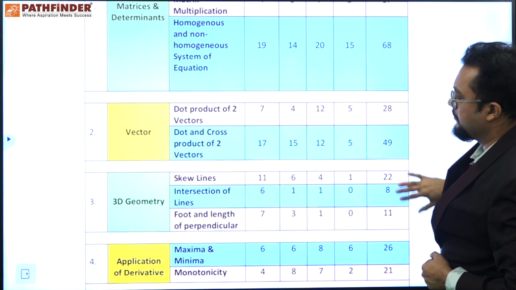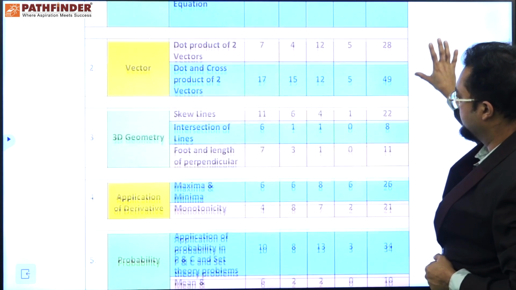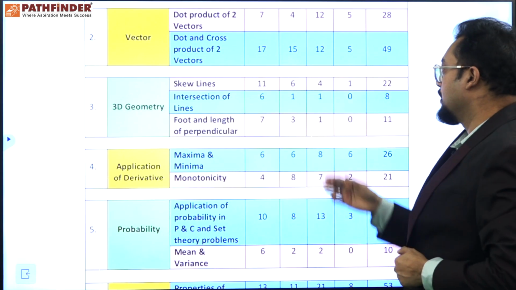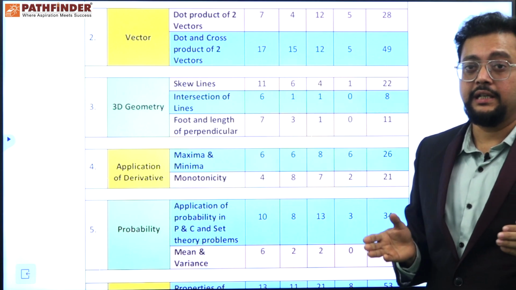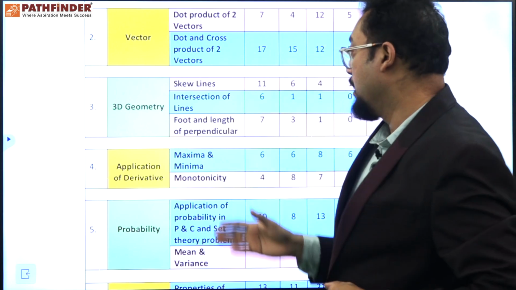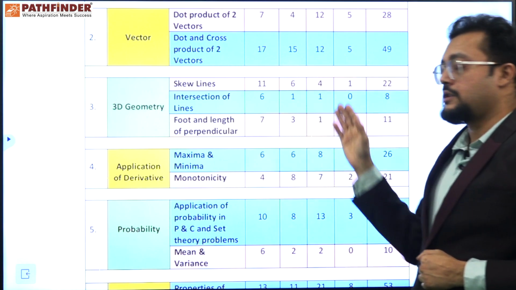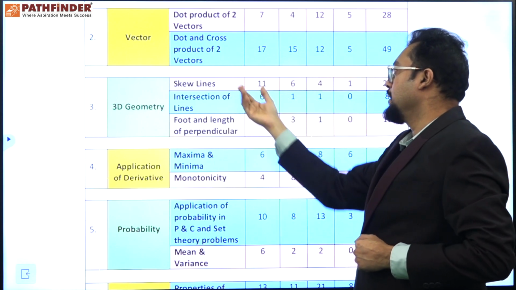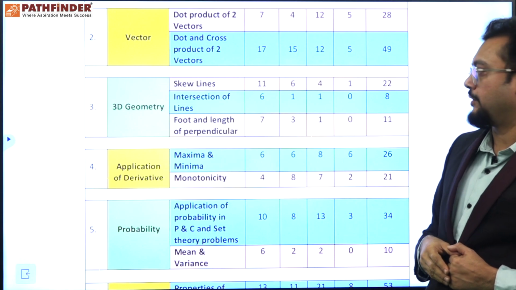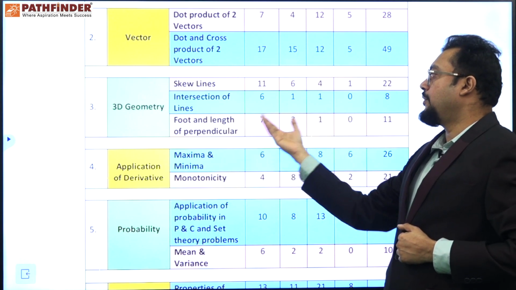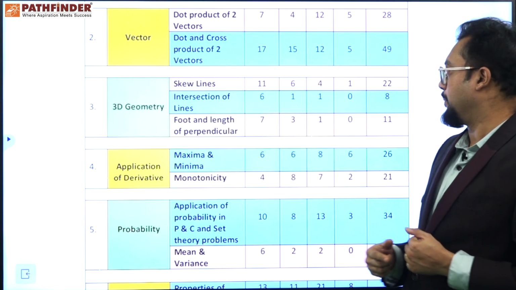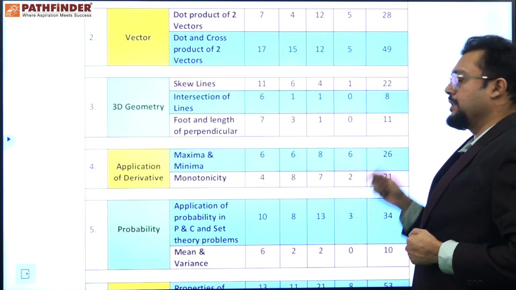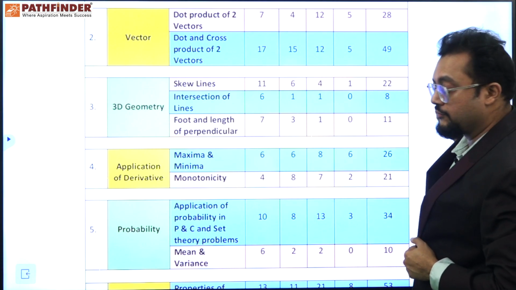Next comes 3D geometry. As you already know, it is pretty important for JEE Main, because currently plane is out of the syllabus. So, in JEE Main, only from lines, you can see that skew lines, intersection of lines, and foot of perpendicular and length of perpendicular, respectively these many problems have come in the last 4 years.